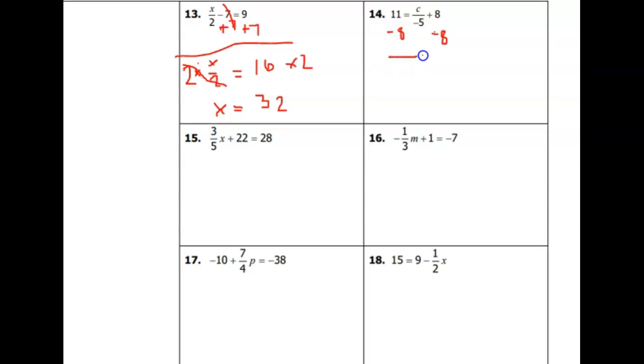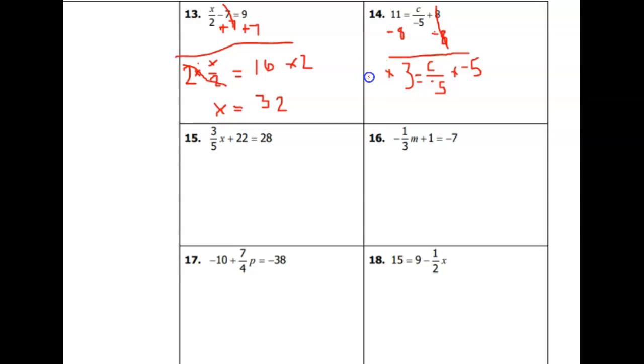Okay? Once I subtract 8, the 8's on the right side of the equation cancel, and then I have 11 minus 8. 11 minus 8 is 3. So I end up with 3 equaling c over negative 5. And now I'm going to do the inverse operation to get c by itself. If I am dividing by negative 5, then Ms. Bennett's going to multiply both sides by negative 5.